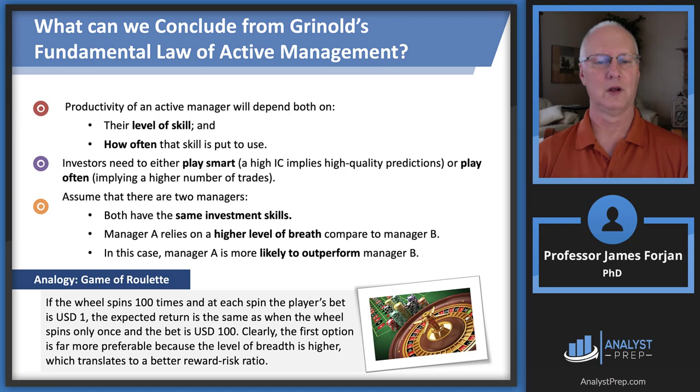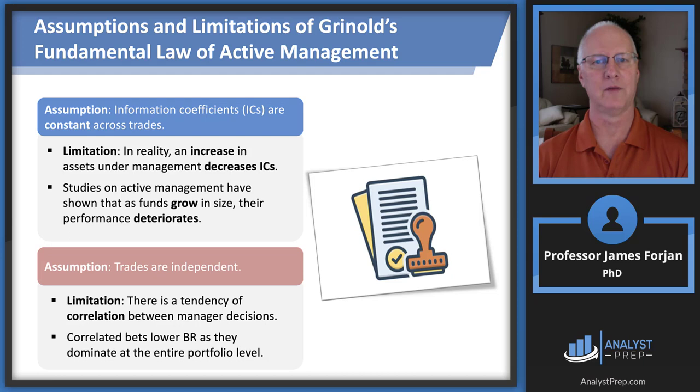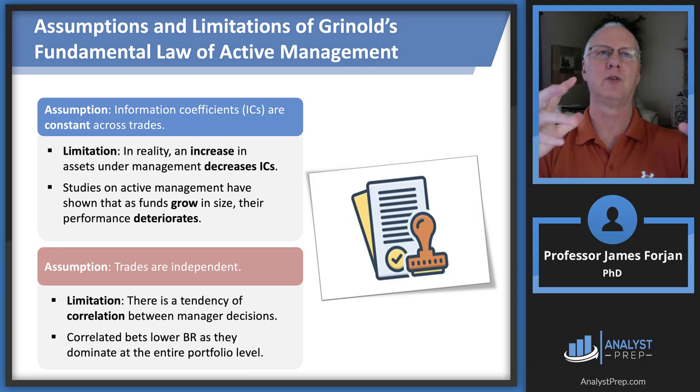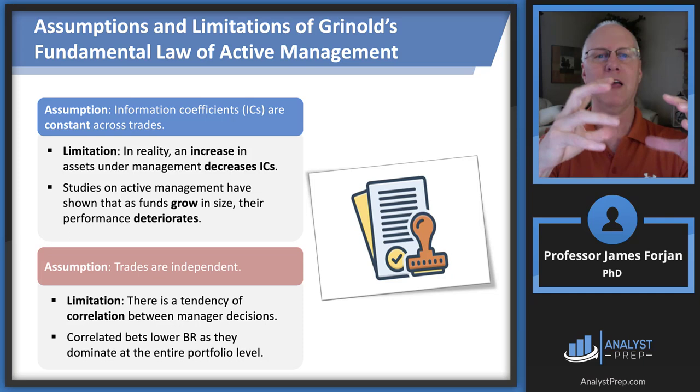All right, how about some assumptions about this information coefficient? Here, this is really fascinating to me. Look at that first limitation. In reality, an increase in assets under management decreases the information coefficient. We know this is true because there's lots of empirical evidence out there that shows that as funds grow in size, their performance deteriorates. And so I always tell my students, suppose I'm Jim and I start my mutual fund and I'm this big. And I'm really smart and I'm investing and my fund grows to be this big and this big.